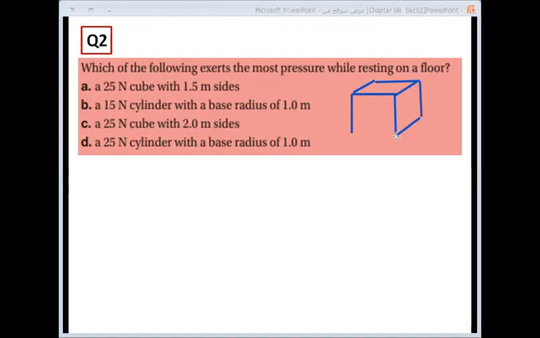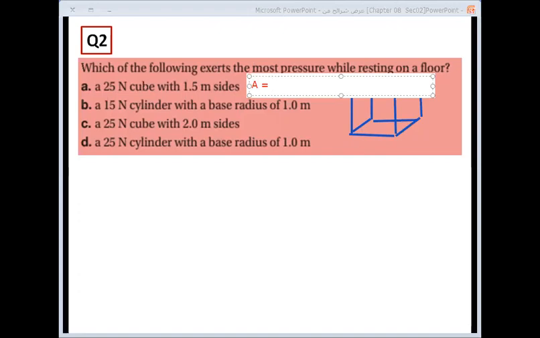What is its base? The shape of its base is what? A square. Excellent. So when I want to find the area of the base, which is affected by the weight of the cube, we will find the area of the square. So here, the area equals what? 4 times 1.5, I mean 6 times 1.5.